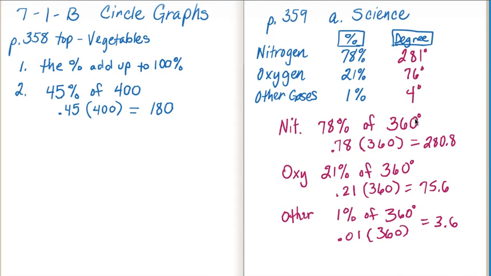Now, actually, when you add those up, I believe you get a total of 361 degrees, and that's because we rounded up on every single one. So it's okay, just leave it at that. But if you were going to graph it, you would have to adjust one of them and take it down.